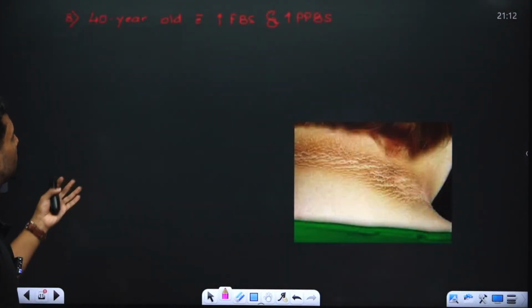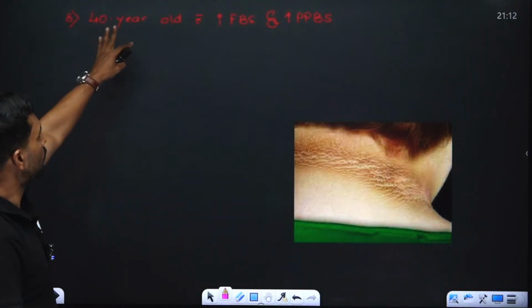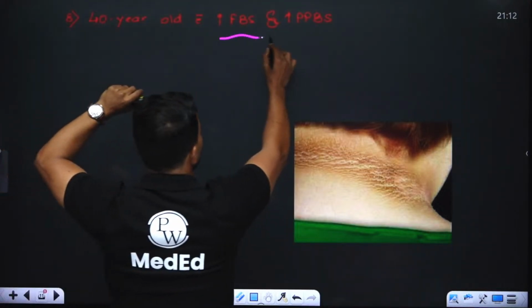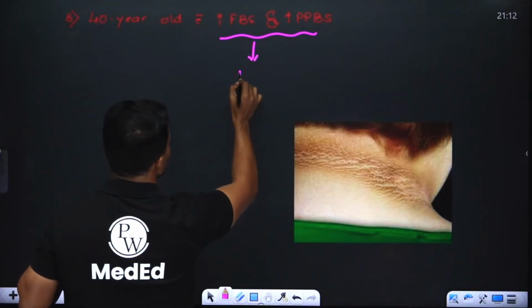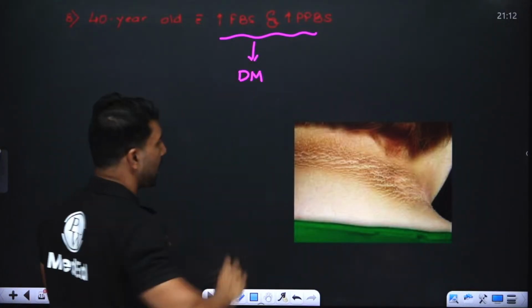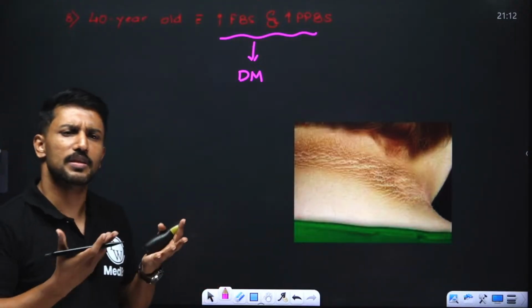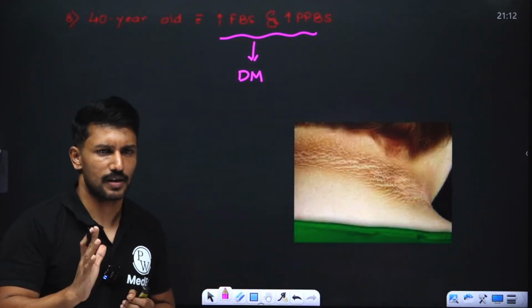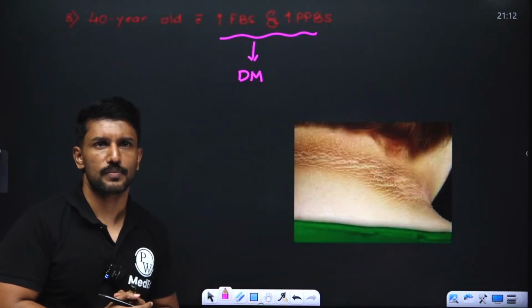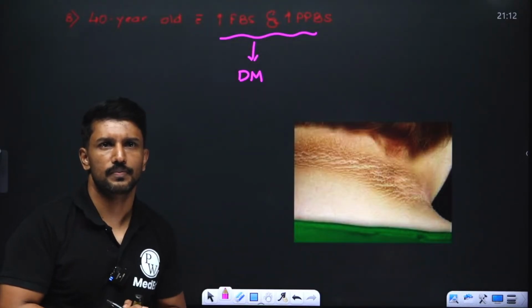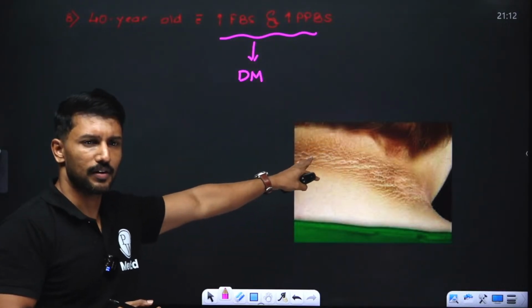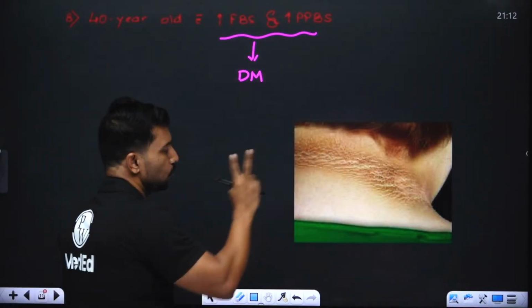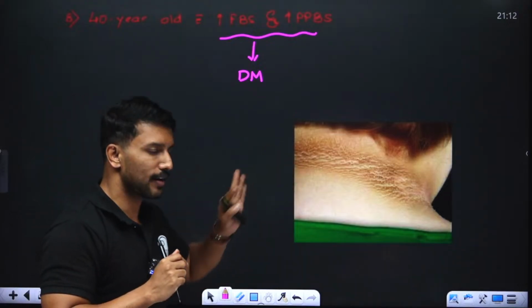Okay. Now let's go to the next image. A 40-year-old with increased FBS and PPBS. So increased FBS and PPBS is pointing towards diabetes mellitus, and here is this image, and they're asking which type of diabetes it is. That's the usual context. Yes, diabetes with this. What is the finding?